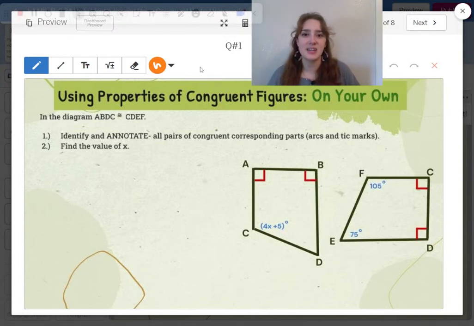Good afternoon. We're looking at your 2.3a day 1 homework, looking at corresponding parts for figures. They're telling us in this diagram the first figure is congruent to the second figure.